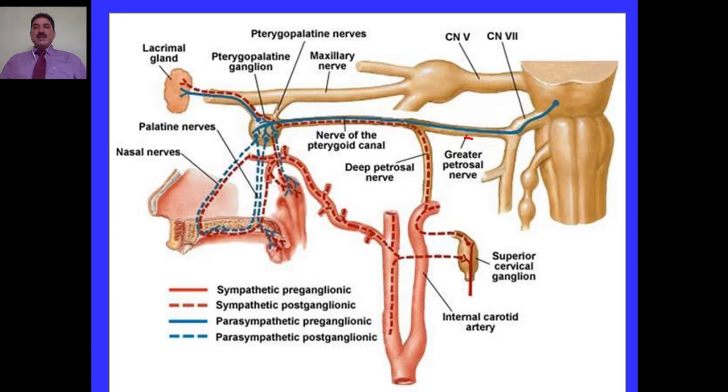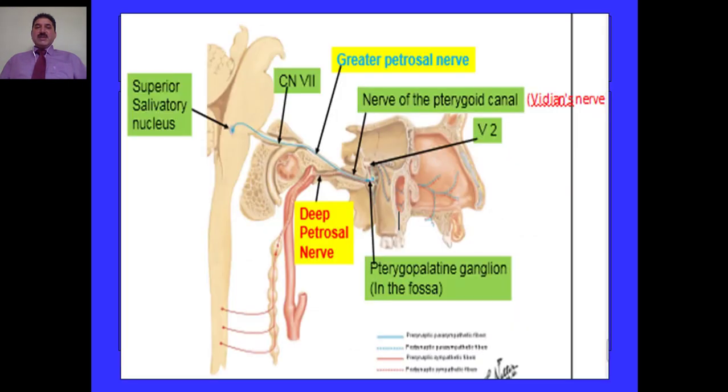As shown in this diagram, the greater petrosal nerve is joined by the deep petrosal nerve to form the nerve of the pterygoid canal. The parasympathetic fibers carried in this nerve relay in the pterygopalatine ganglion. From there, these fibers are distributed with nasal nerves to each nasal cavity, whereas the sympathetic nerves are distributed with blood vessels. To make things more clear, from the superior salivatory nucleus, the seventh cranial nerve arises.